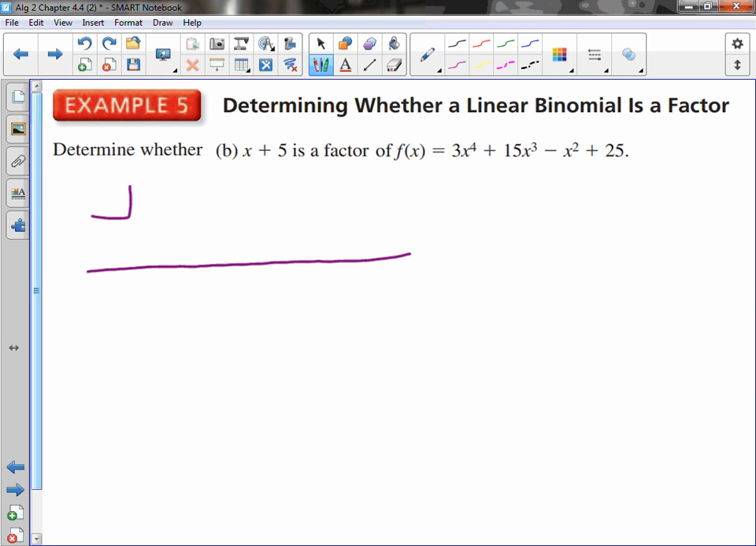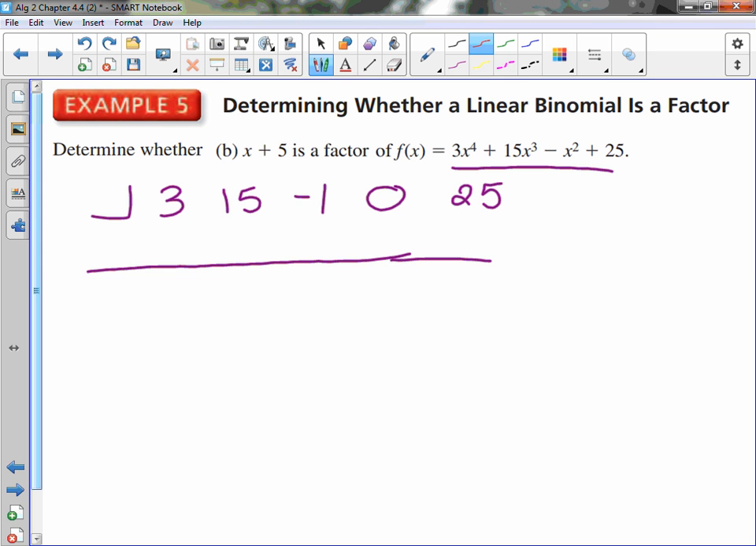Well, the first thing I need to do is, this here is going in the top. So I have 3x to the fourth, 15x cubed, negative 1 for our x squared. Do we have an x term? Well, no, so it would be 0, and then we would have 25.